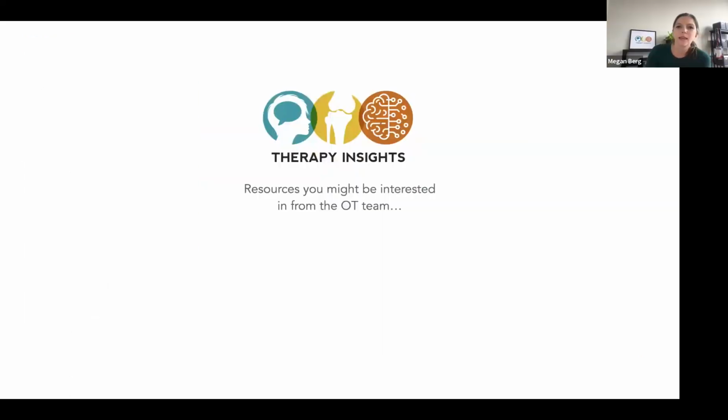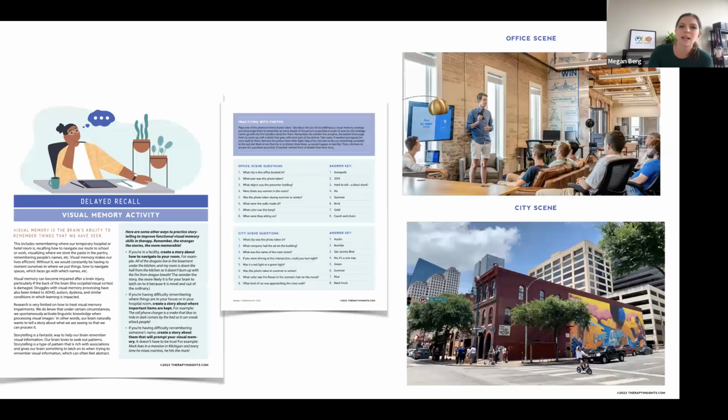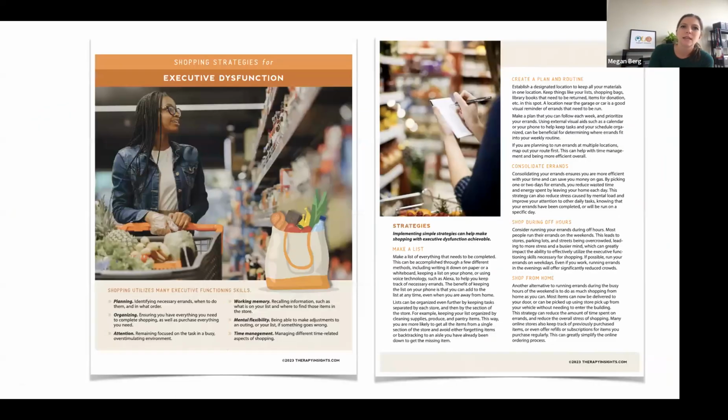Okay. And there are some new resources added to the library that were created by the occupational therapy team that SLPs might be interested in. One is a 4-page resource called Delayed Recall, which is a visual memory activity, looking at some photo scenes and then being able to recall some of that information. And a 2-page handout on shopping strategies for executive dysfunction.